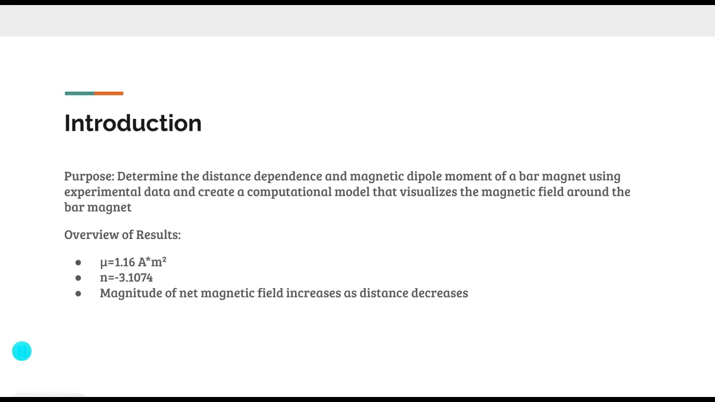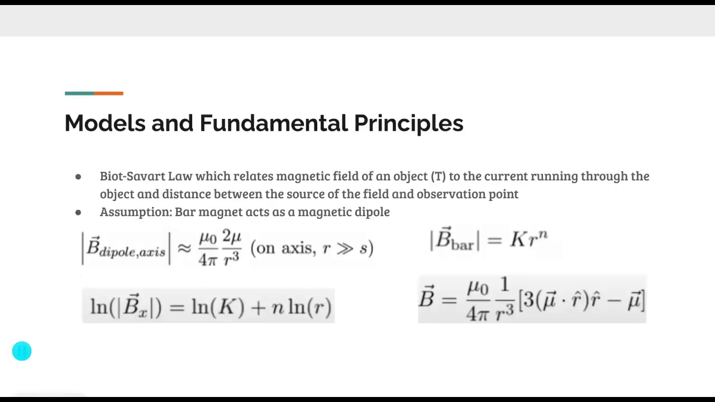So the purpose of this lab is to determine the distance dependence and magnetic dipole moment of a bar magnet using experimental data and to create a computational model that visualizes the magnetic field around the bar magnet. So for my results, I found that nu equals 1.16 m squared. For n, I got negative 3.1074, and I found that the magnitude of the net magnetic field increases as distance decreases.